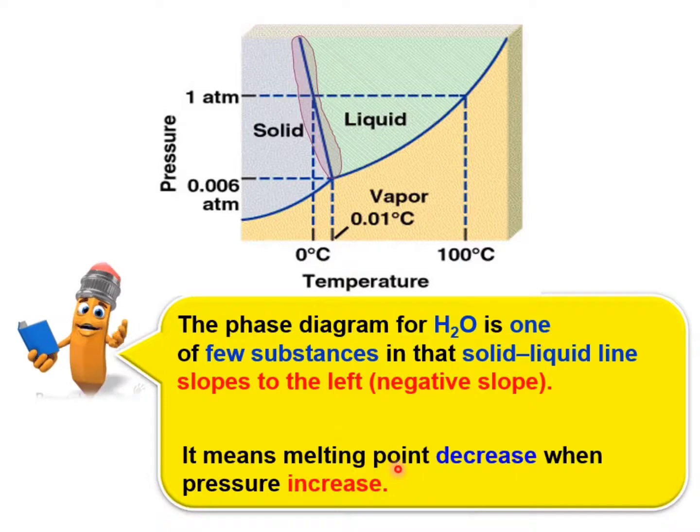It means that the melting point decreases when the pressure increases. Nampak? Bila pressure increase, pressure yang duduk di Y-axis ni, so makin meningkat pressure, melting point dan freezing point dia akan makin berkurang. Sebab apa? Sebab dia condong ke arah kiri. Nampak? So temperature dia akan berkurang.